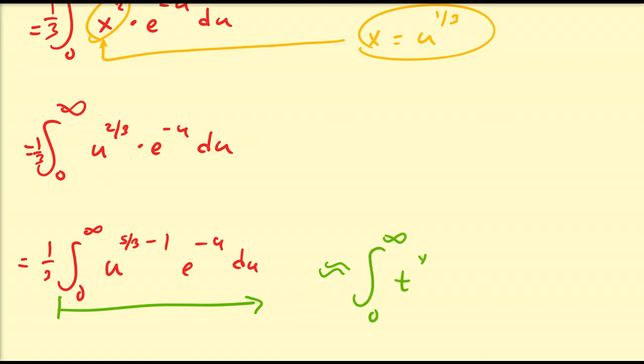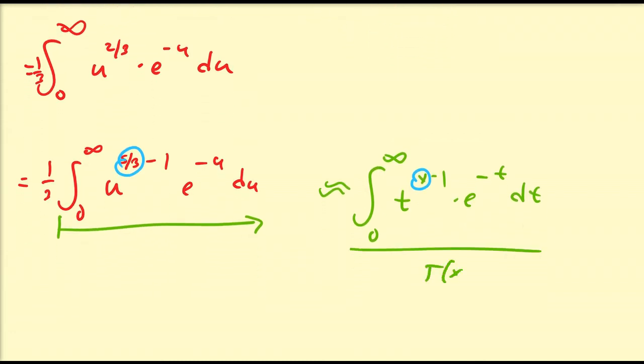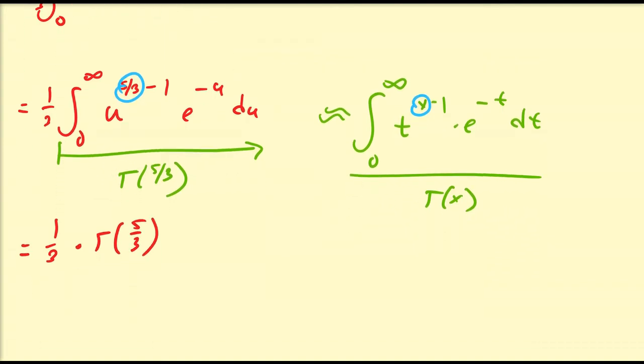So the reason I'm expressing it this way is because this integral is related to the integral from 0 to infinity of t to the x minus 1 times e to the minus t dt. In this case, t is the same as u, and x in this case is 5/3. So this, as we know, is the gamma function of x, which means this expression is the same as gamma of 5/3. So therefore, our integral is going to be equal to 1/3 times gamma of 5/3. So that is the value of the integral we have.